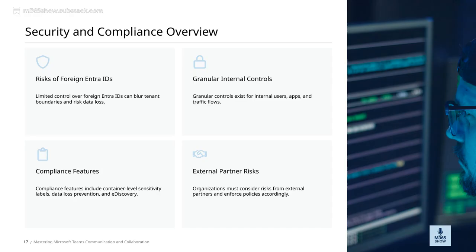As organizations, we need to be aware of the risks that come with working with external partners and make sure we enforce the right policies to mitigate those risks. External partner risks can include things like data leakage or unauthorized access, so it's crucial to have controls in place. That's where compliance features come in. For example, we have container-level sensitivity labels, which help us classify and protect data based on its sensitivity.